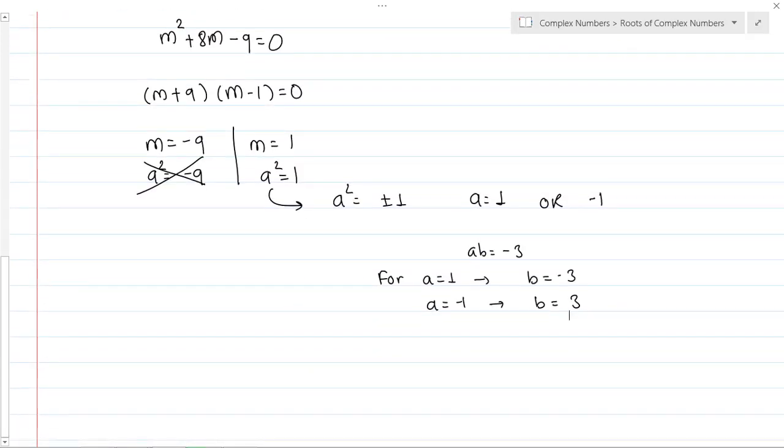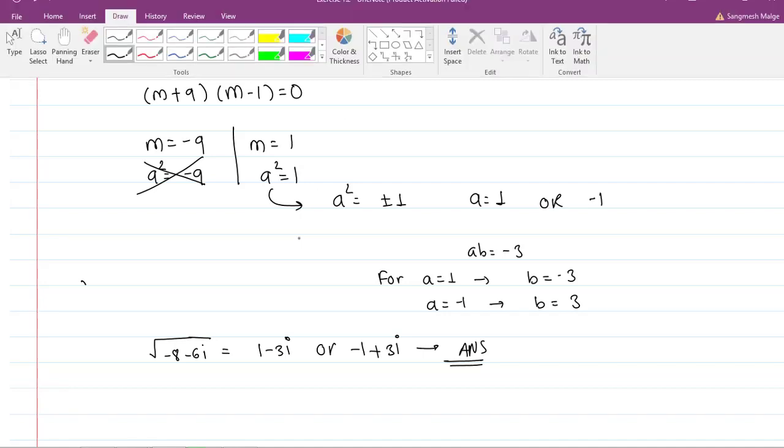So we have taken the root of minus 8 minus 6i, which is equal to, what will you write? It is 1 minus 3i or minus 1 plus 3i. So this is my answer. Both 1 minus 3i and minus 1 plus 3i are correct answers. So that's it, this is my answer in this question.